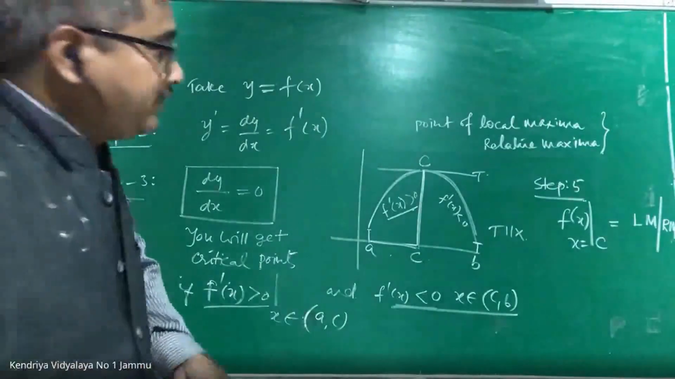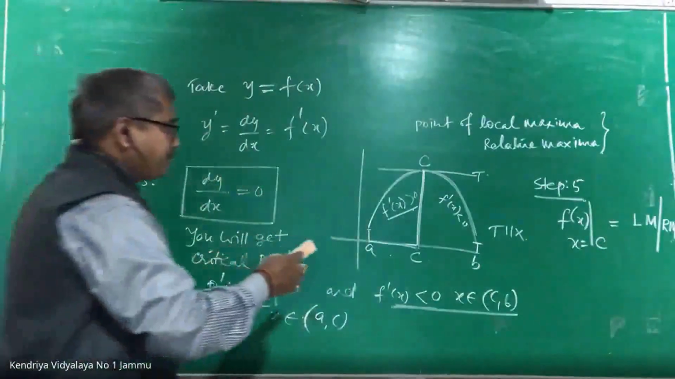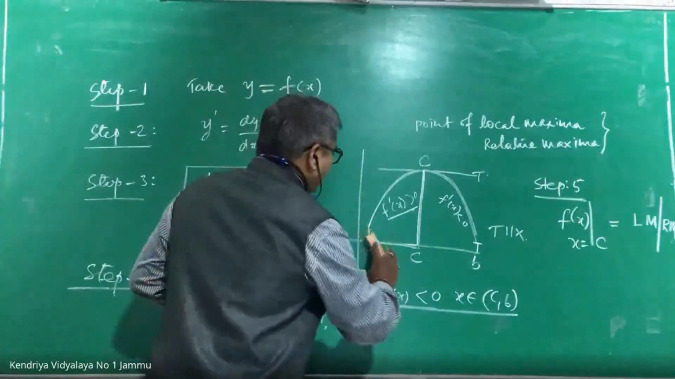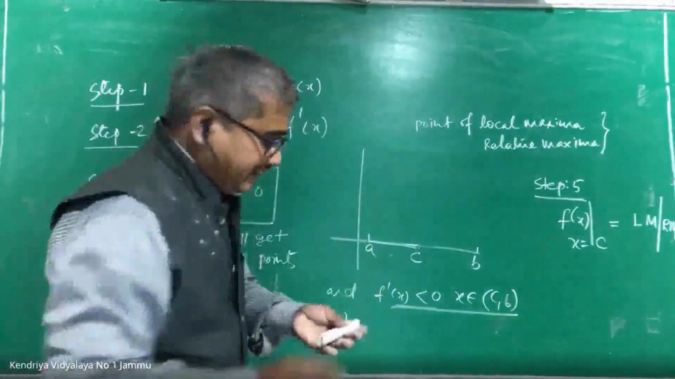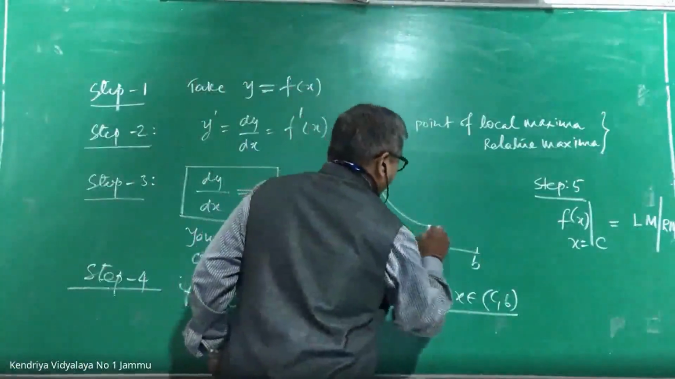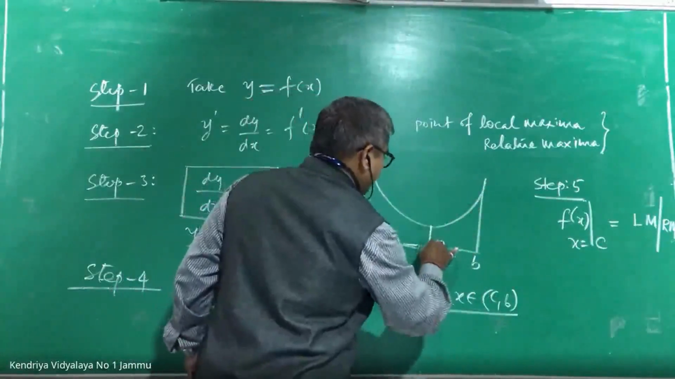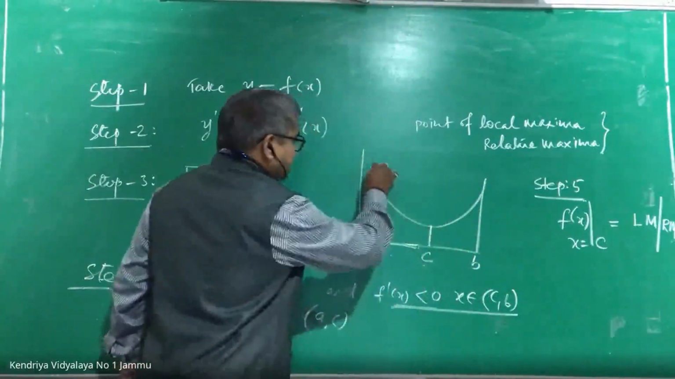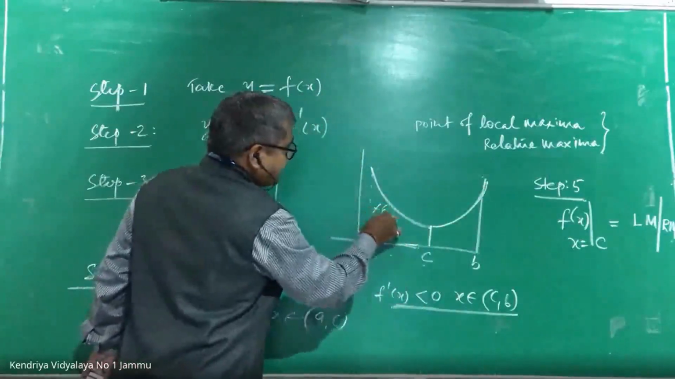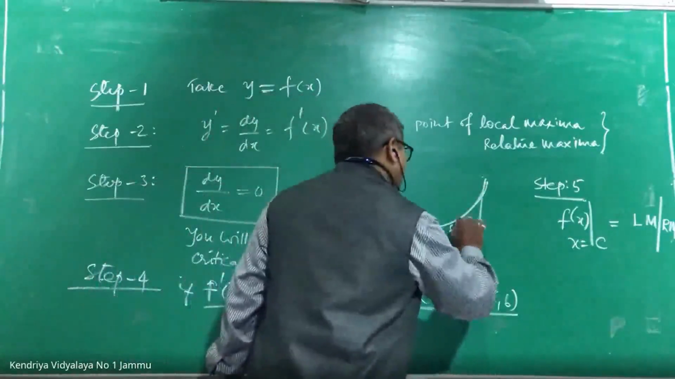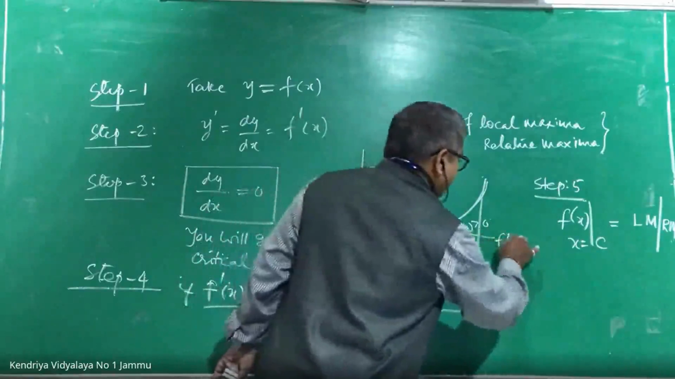Now, I will be taking the same route to explain to you the minima. I'll remove this diagram and I'll show you the other diagram for minima. Supposing that in the same interval A to B, you have drawn one curve and the point C is the point where it is first decreasing and then increasing. We know decreasing means f dash x is less than 0 and increasing is f dash x greater than 0, and that this point is f dash x is equal to 0.